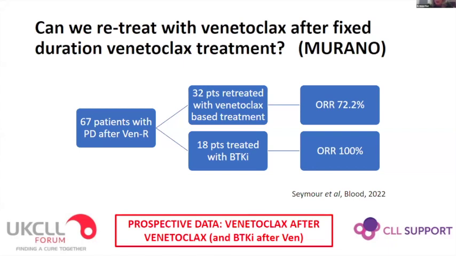This study also, it's a very small number of patients, but does also give us some information about BTK inhibitors prospectively after venetoclax, because a prior BTK inhibitor exposure was excluded in the Morano study. So these patients who went on to have treatment with a BTK inhibitor after progressive disease with venetoclax rituximab had not had prior exposure to a BTK inhibitor and had a 100% response rate when they were subsequently treated with a BTK inhibitor.